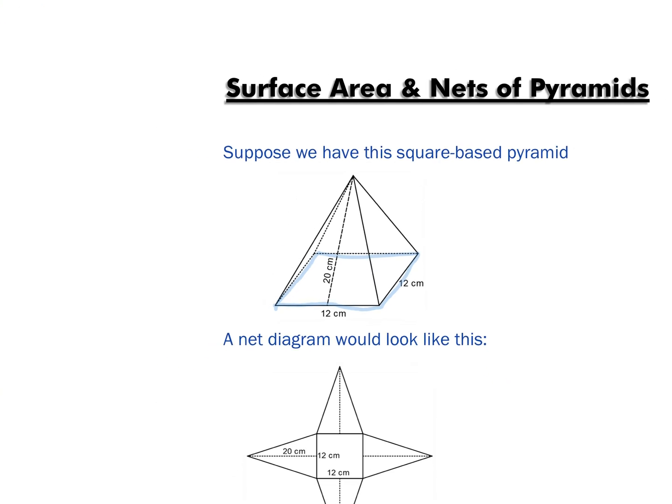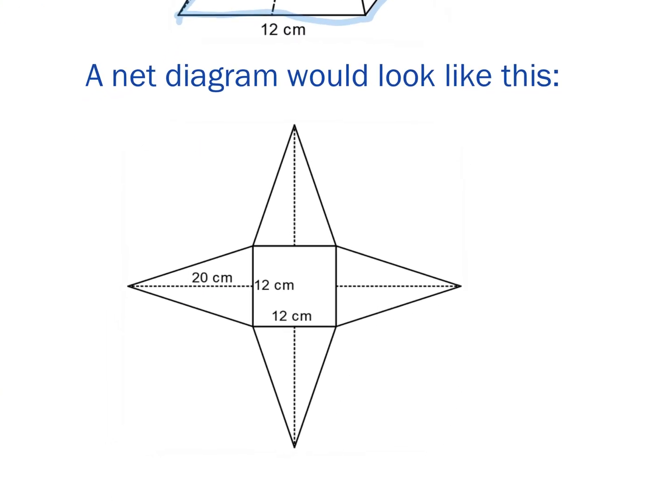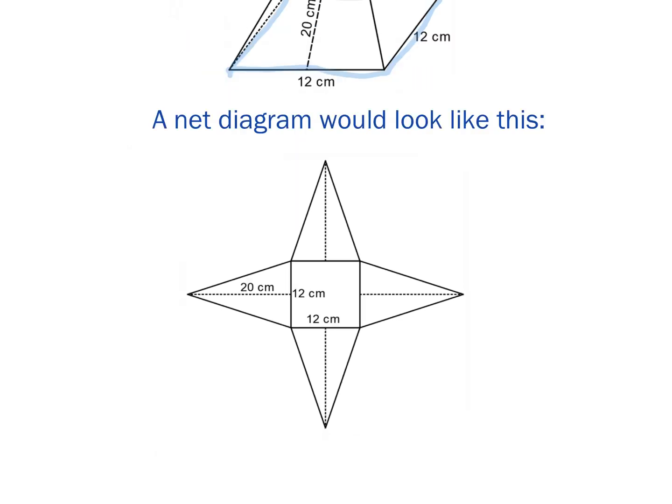And if we fold it out, it looks something like this. We would have the square in the middle, and we'd have 4 triangles coming out of each side. And the triangles, in the case of a square-based pyramid, would all be identical. Okay? So that means that if you find the area of one, then that's the area of every single one. So you could multiply the area by 4 to find the area of all the triangles. All right?